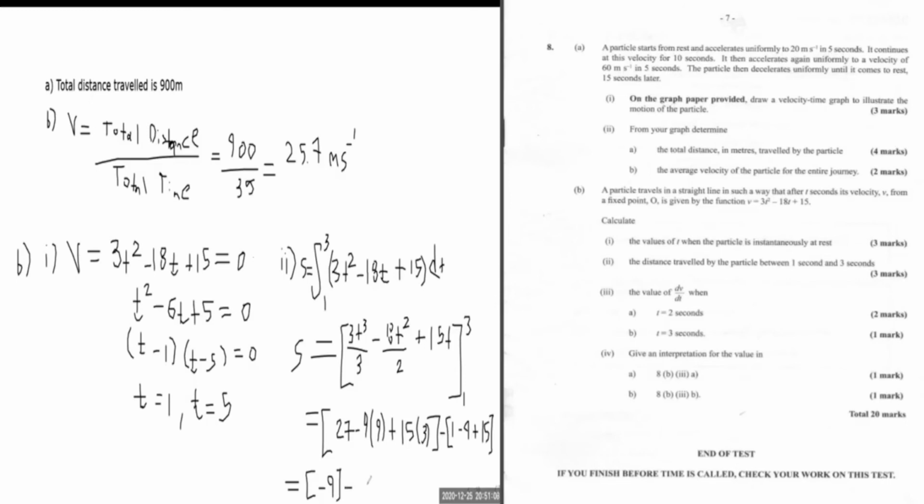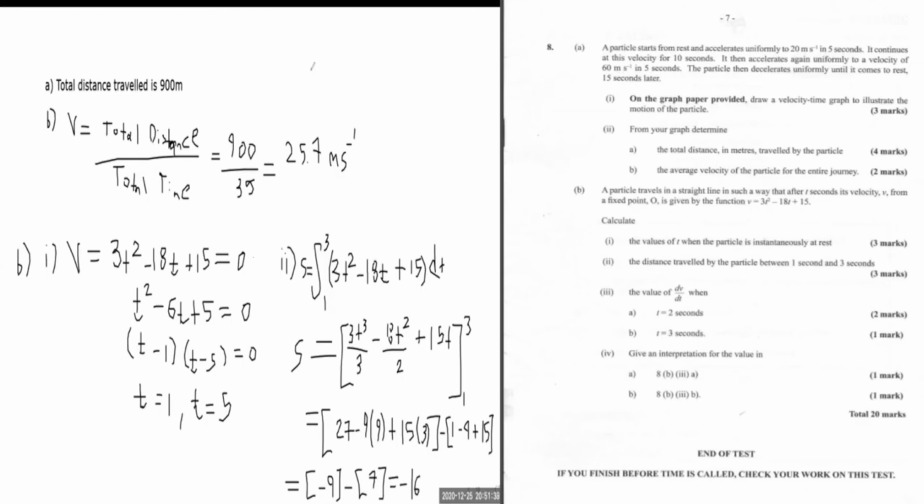Minus, 1 minus 9 plus 15 is 7. 1 minus 9 is negative 8, and negative 8 plus 15 is 7. And so minus 9 minus 7 is negative 16.